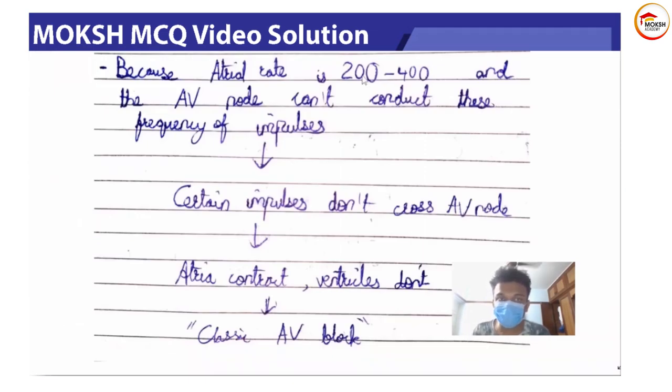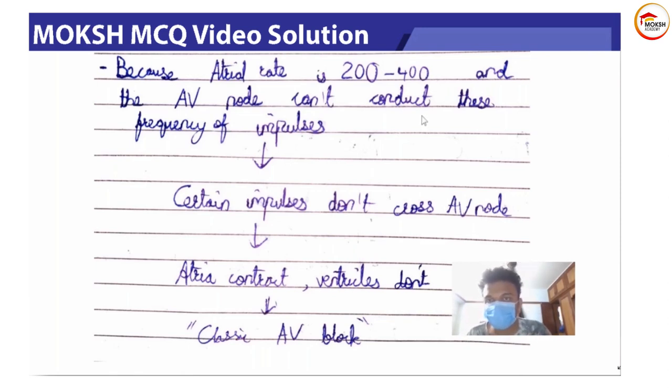The atrial rate is 200 to 400, and the AV node can't conduct this frequency of impulses. Certain impulses don't cross the AV node, right? Because see, the atrial rate is 200 to 400. And do you know what the AV node's rate is to conduct the impulse? The AV node is the slowest in conductance. That you should know. That is a good MCQ. The AV node has the lowest conductance.